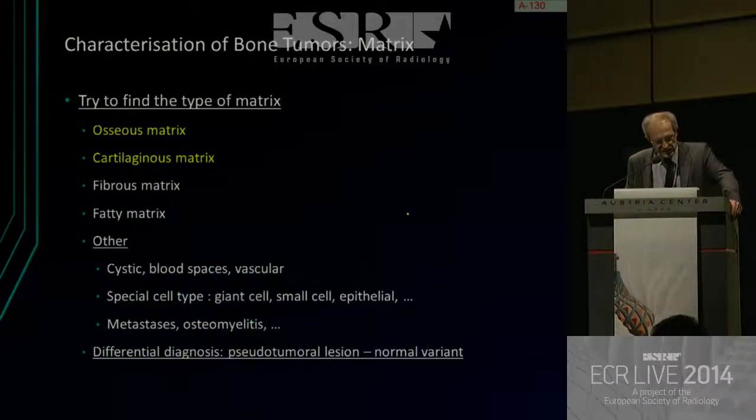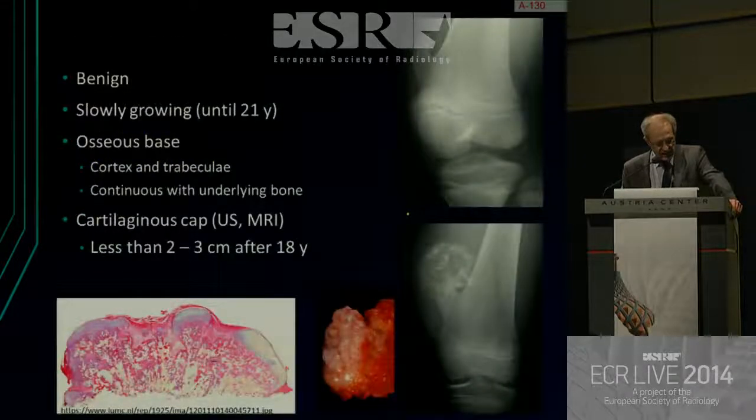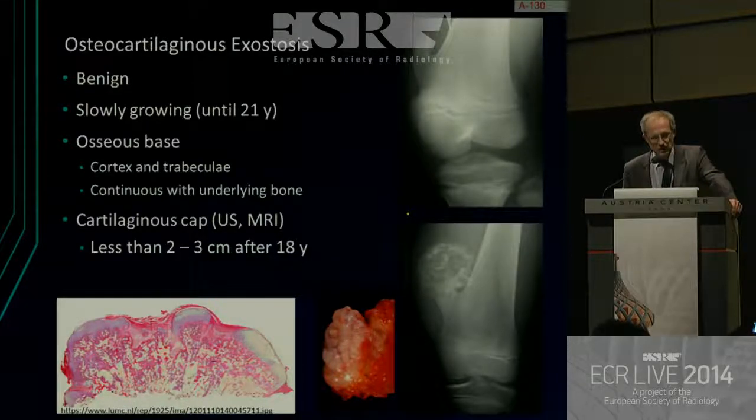So we have seen osseous matrix, cartilaginous matrix, and now we have both together. Here we have a benign lesion, slowly growing, with an osseous base and a cartilaginous cap. It's less than 2 to 3 centimeters. You see it growing, and this is an osteocartilaginous exostosis. It should stop growing at the age of 21.